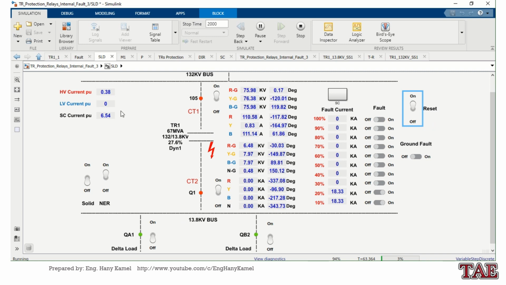So again, only differential will operate. Restricted earth fault will not operate. Current is not available in neutral or phases. Also, standby earth fault will not operate because there is no current in neutral.